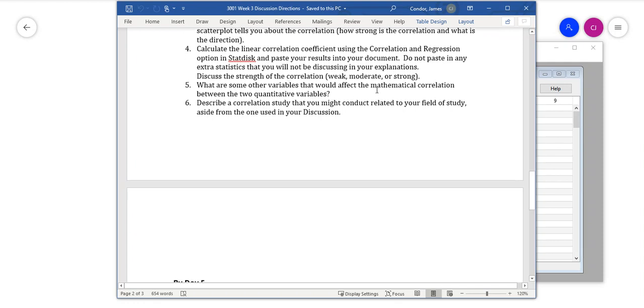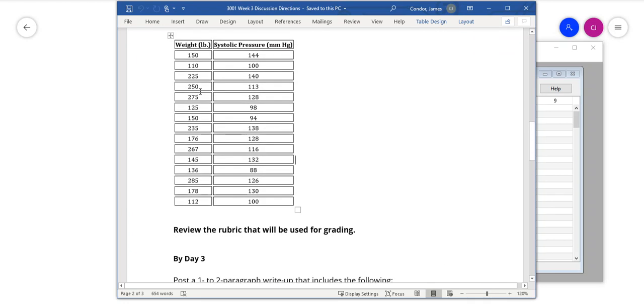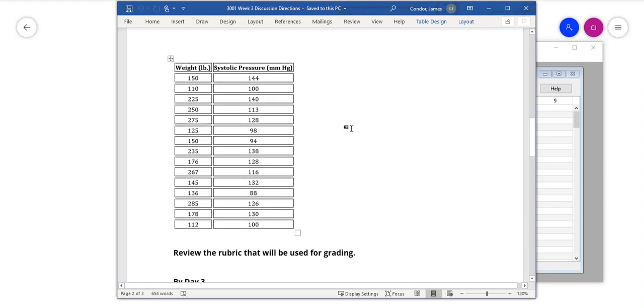Now, what are some other variables that would affect the correlation? So you want to think about what else affects people's systolic pressure. Well, it's not just weight. Even if you had a strong correlation between weight and pressure, you know that people's pressure is not determined solely on weight. So you could talk about it and say, well, it could be hereditary. It could be the medication that they're taking is causing their pressure to be higher or lower. And so there's lots of other reasons.